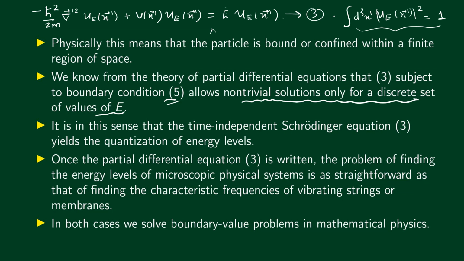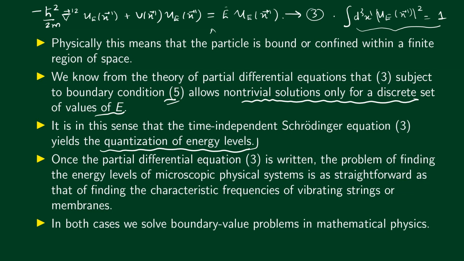And even if we don't know this, when we start solving the time independent Schrodinger equation, we'll actually see that the energy eigenvalue equation has solutions only for certain values of energy. If we are talking about a bound state, a system that's bound to a finite region of space, we'll always see that the solutions are obtained for a discrete set of values of E. It is in this sense that the time-independent Schrodinger equation yields the quantization of energy levels. So this is famously called the quantization of energy levels, or energies are quantized.